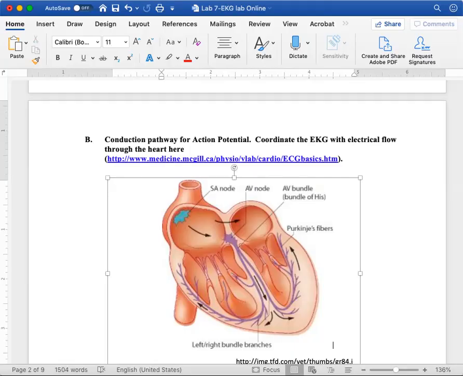So which portion depolarizes first? The SA node spreads that action potential through the atria, and then it goes to the AV node. And then the AV node spreads it through the ventricles. So it's going to spread it down the interventricular septum, down to the apex, and then up the sides. And so this flow of electrical current causes the atria to contract from the top down, and the ventricles contract from the bottom up. These guys are electrically isolated.